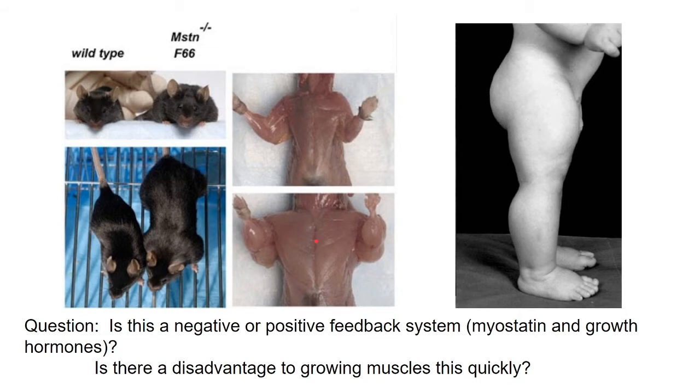So, would this be a negative or positive feedback system, myostatin and growth hormones? I want you guys to think about that. And then, would there be a disadvantage to growing muscles really quickly? I mean, a lot of people want to be able to bulk up and build muscles really quickly. So, would it be a good thing to block the myostatin and allow this to happen?